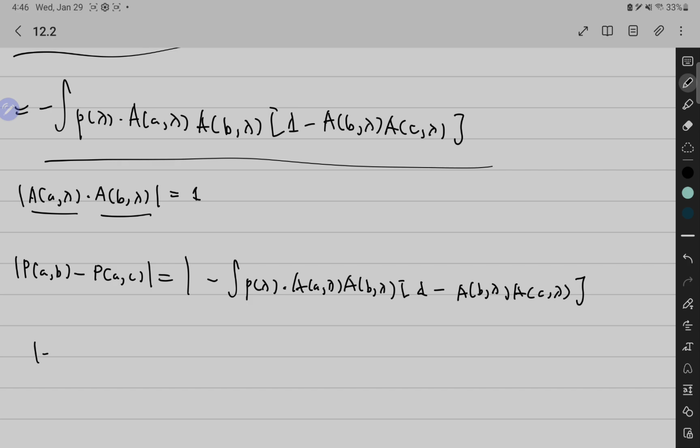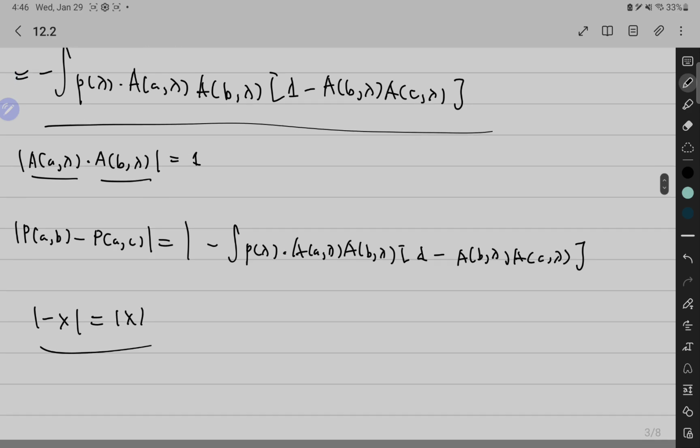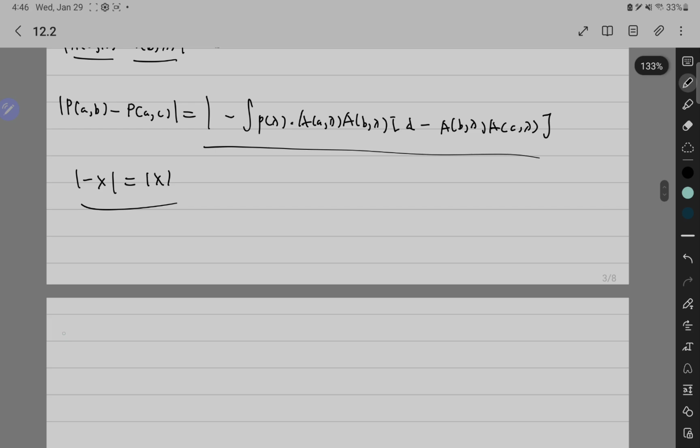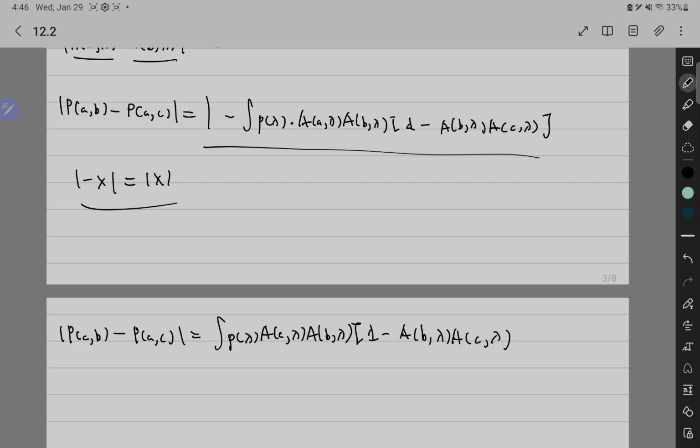And since we have, let's say, negative x inside an absolute value, this is just going to be x, right? This expression is true, so now this expression just becomes P(A,B) minus P(A,C). So we're just removing the negative sign here: the integral of ρ(λ) times 1 minus A(B,λ)A(C,λ), dλ.